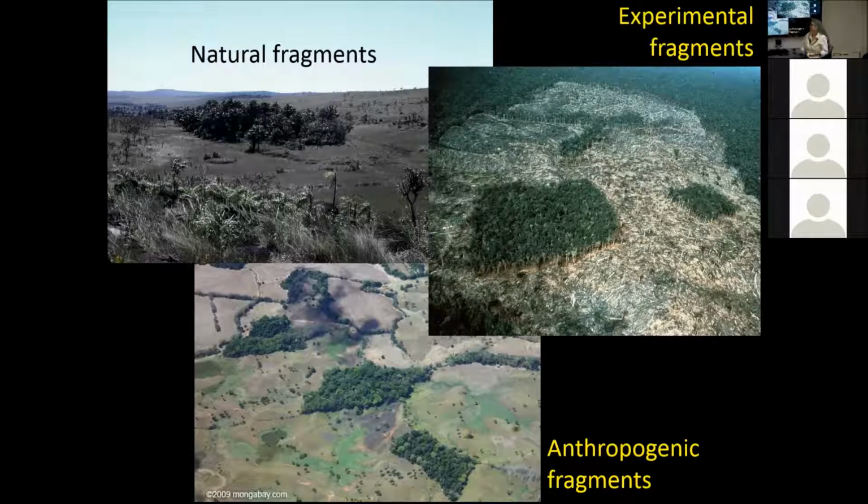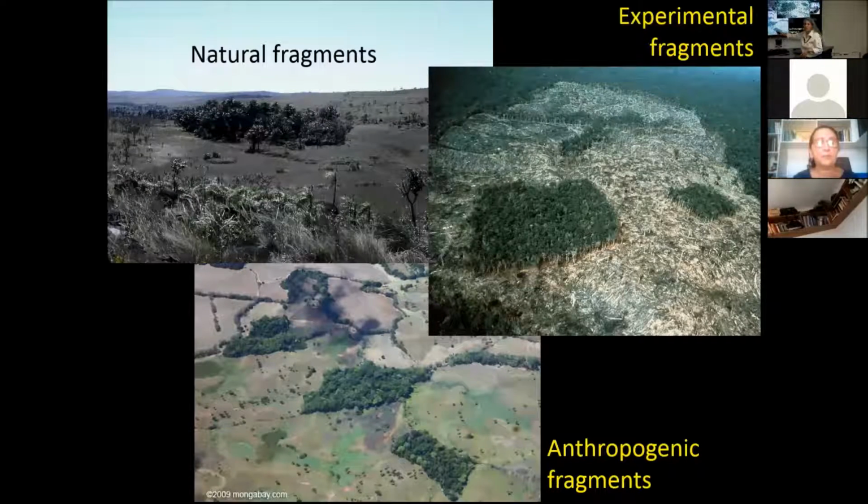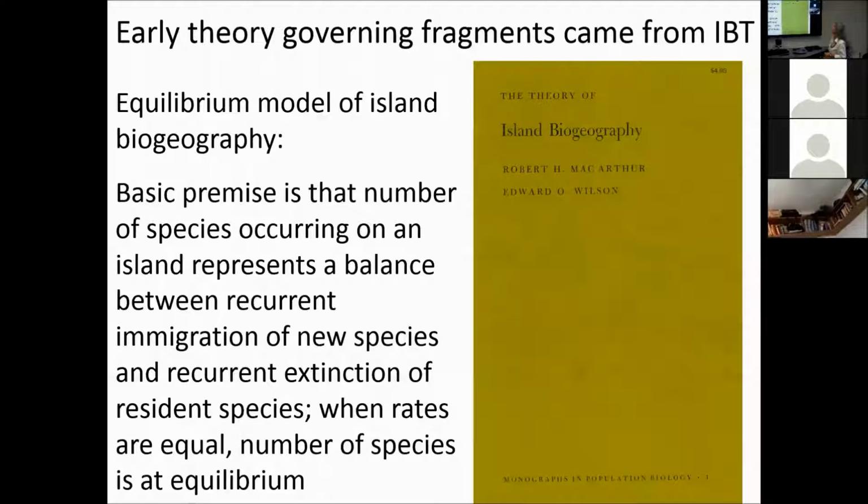This is a picture that was taken in the Noel area in Bolivia, where because of soil, because of fire, you get fragments that are natural. They're not human caused fragments, and they exist within a matrix of savanna or other kinds of habitat. There are anthropogenic fragments like this shot taken from Costa Rica, where you get small patches of fragments that people study. And then there are experimental fragments, which we're going to talk a little bit later on in this talk about, studies that have been done with experimental fragments that have been created in otherwise a forested landscape.